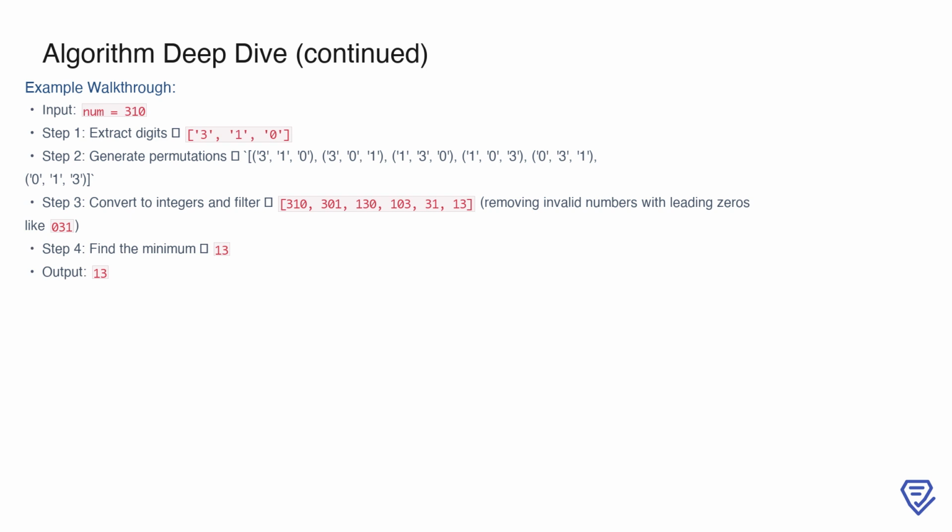Then, we convert these tuples to integers and filter out invalid numbers, such as those with leading zeros. This leaves us with the list 310, 301, 130, 103, 31, 13. From this filtered list, we identify the smallest value, which is 13. Thus, the output for this input would be 13.